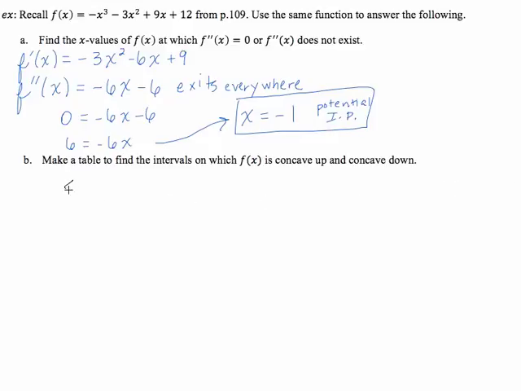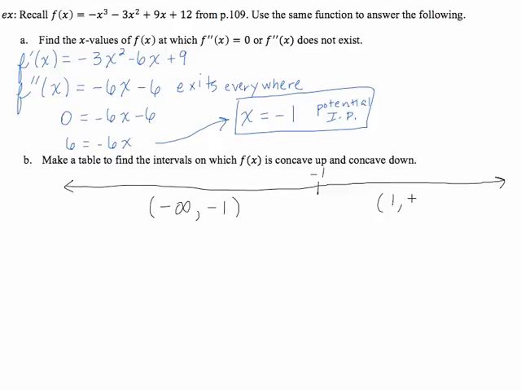So what we're going to do is make a table. We will put all the potential inflection points, and if there were any discontinuities in f, we would also want to put these on the table to find places where f may change from up to down. Okay, now that splits the x-axis into two subintervals, from negative infinity to negative 1, and from negative 1 to infinity.